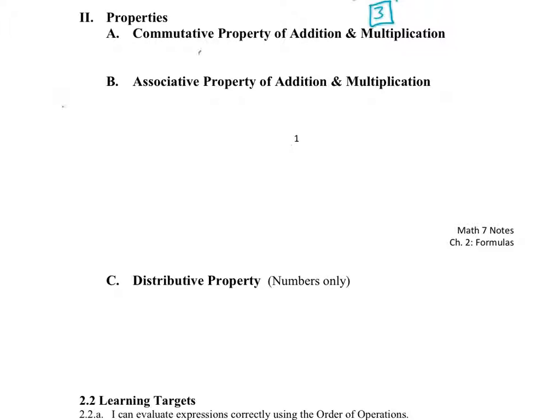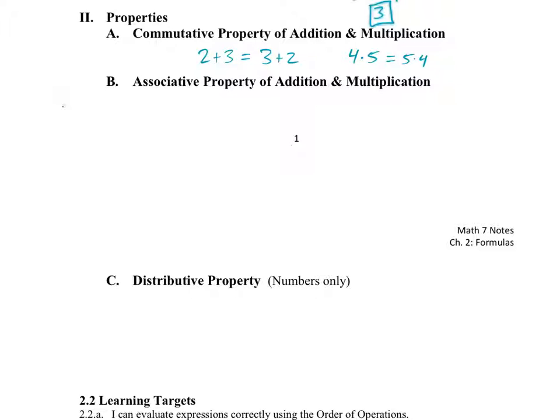In other words, for addition, 2 plus 3 is 5. That's going to give you the exact same answer as if you do 3 plus 2. Either way, you get 5. Multiplication, same sort of thing. 4 times 5 equals 5 times 4. Either way, you're going to get a 20. And that only works for addition and multiplication, not for subtraction or division.